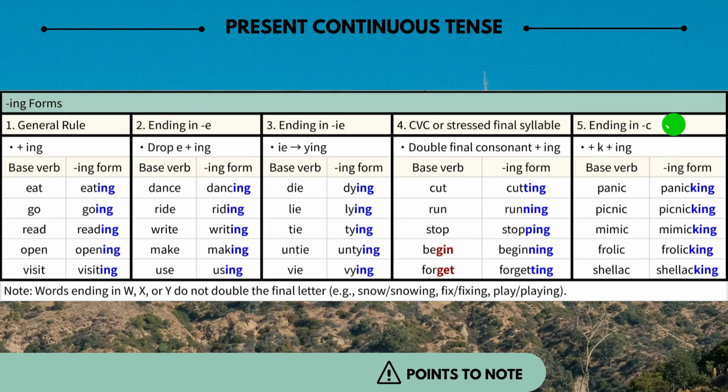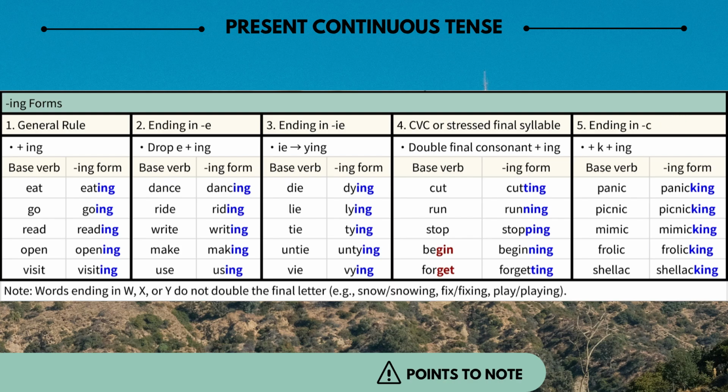Rule 5: verbs ending in c. When a verb ends in c, add k before ing. Examples: panic, panicking; picnic, picnicking; mimic, mimicking; frolic, frolicking; shellac, shellacking. Examples in sentences: she is panicking before the test, they are picnicking in the park, the child is mimicking his father. Remember, add k before ing.